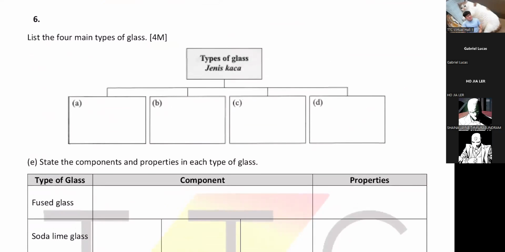Right, anyway, list the 4 main types of glass. We have 4 types of glass here. So we have our fused glass. We have our soda lime glass. We have our borosilicate. And last, we have our lead crystal glass, or I just call it lead glass. So 4 types of glass here.